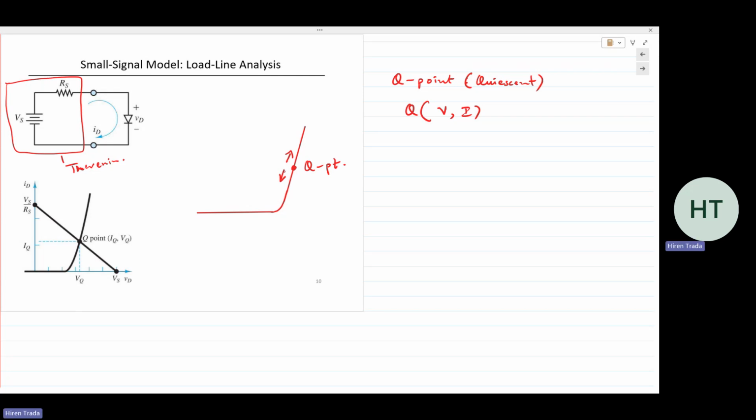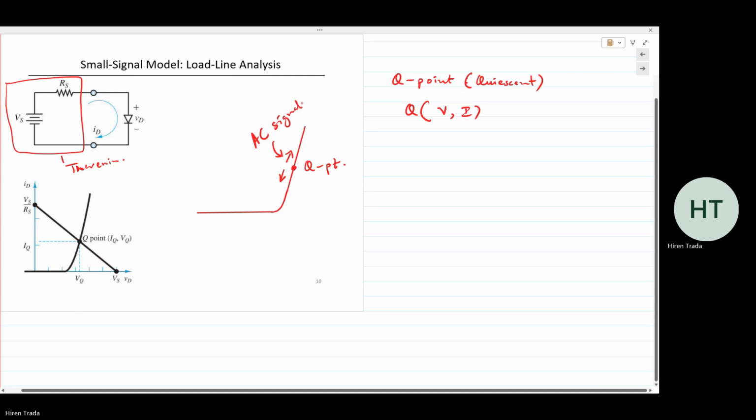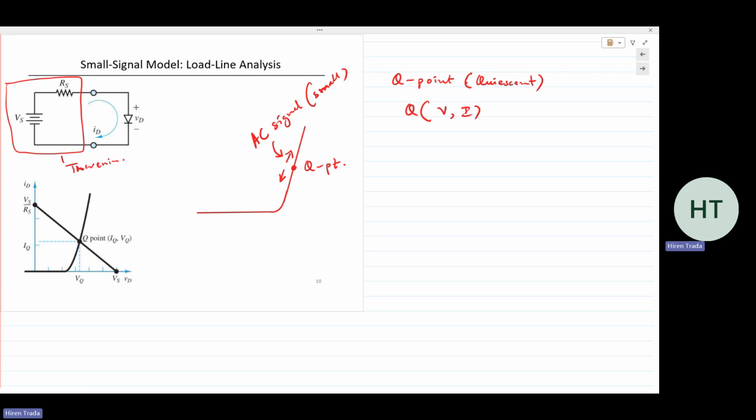So this is an applied AC signal, and it's typically small in value. It's going to shift that Q point either up or down, depending on the voltage that you're applying as the AC input. So when it moves up and down, your Q point is shifting in response to the AC input. Let's talk about slope in the next slide. But the Q point shifts up and down, right?